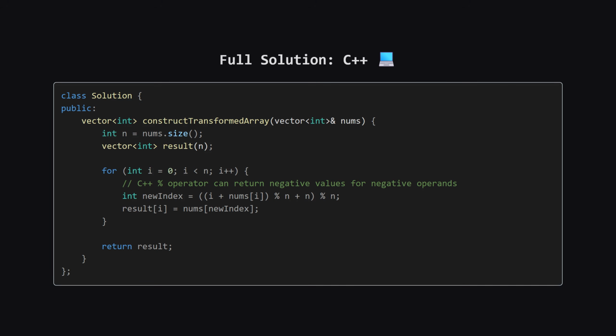Next up, here is the C++ version of the solution. It looks very similar to Java, using a vector instead of an array. Again, that modulo formula is crucial here, because C++ modulo can return negative values. Feel free to pause and review.